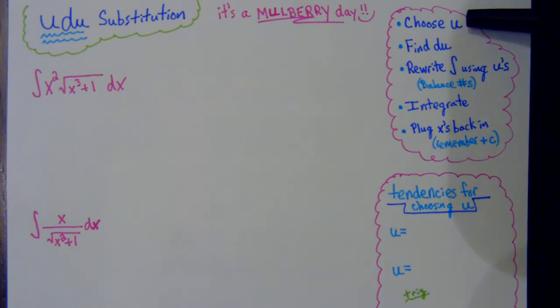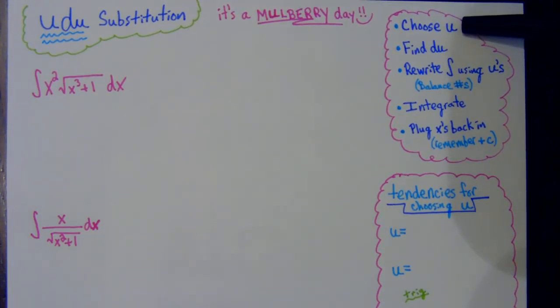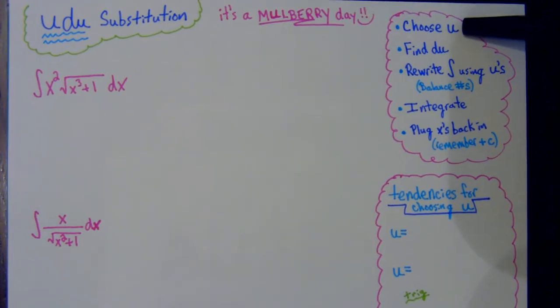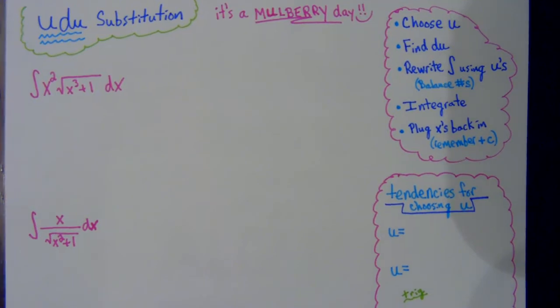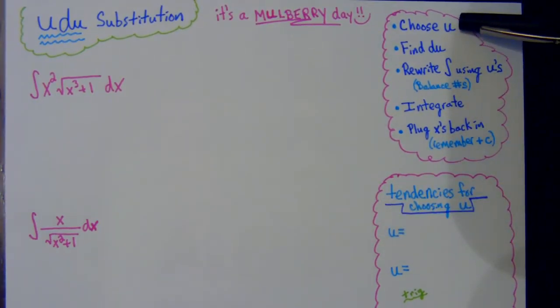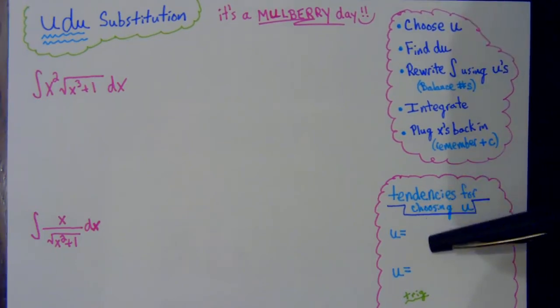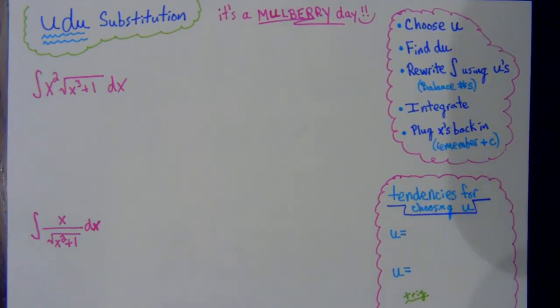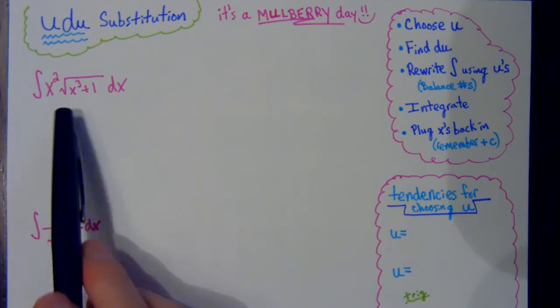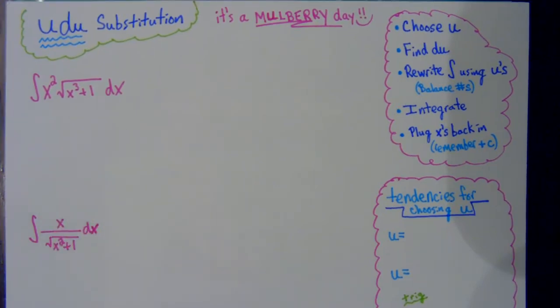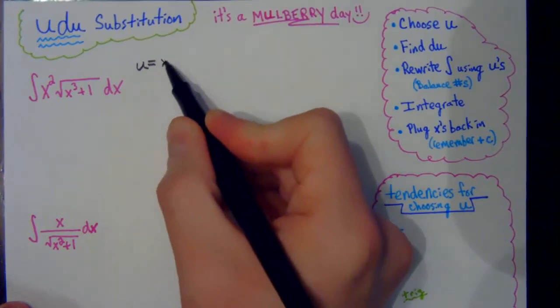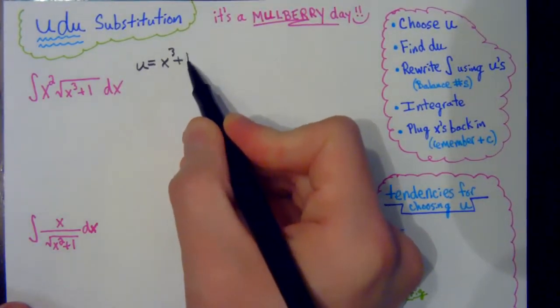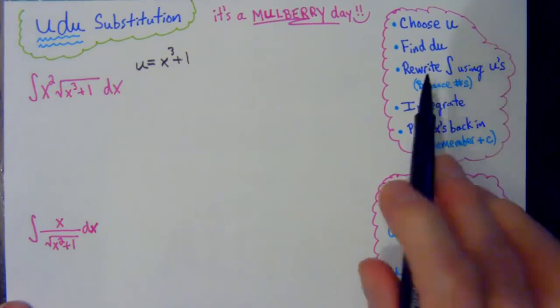The very first couple of problems here, don't worry about why I'm choosing u. I'm just going to show you the nuts and bolts of the problems, the details of the steps. And then after we work out a few examples, I'll talk about why I chose that for the u, and we'll put that on our little tendency list right here. So here's the first example. Don't worry about why yet, but I'm just going to choose u equals the inside of that radical, that x cubed plus 1 part. So I chose the u, and then here's what we're going to do now.